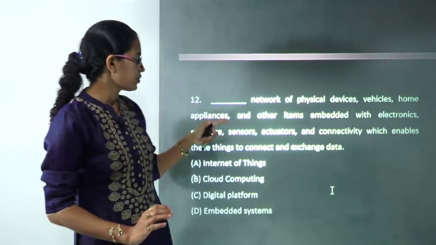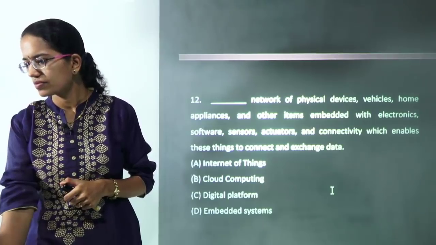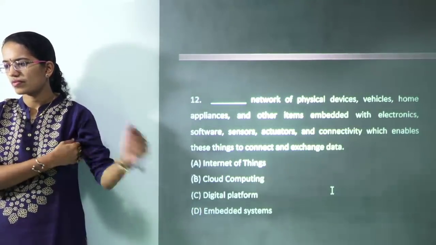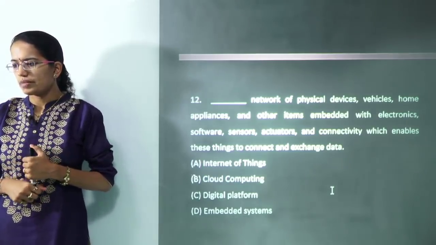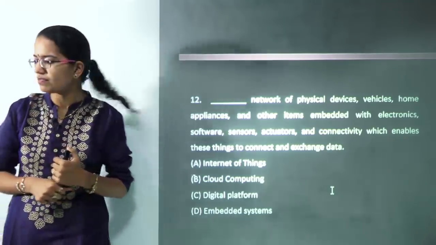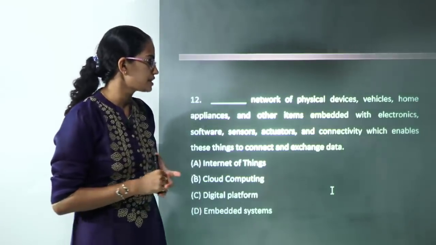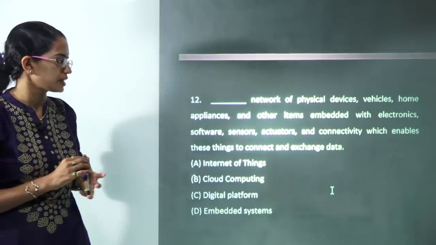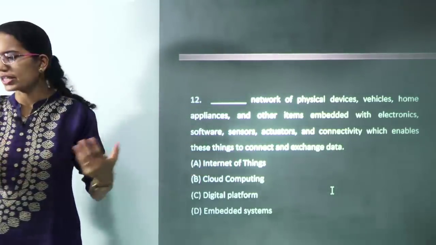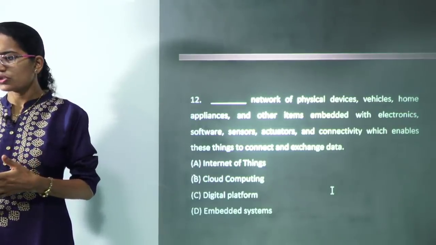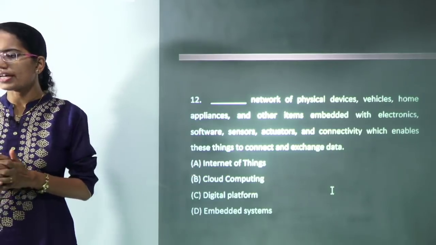Question number 12, looking for the correct answer. Which is a network of physical devices, vehicles, home appliances, and other items embedded with electronics, software, sensors and connectivity that enable these things to connect and interchange information? Swapna, right, Internet of Things.